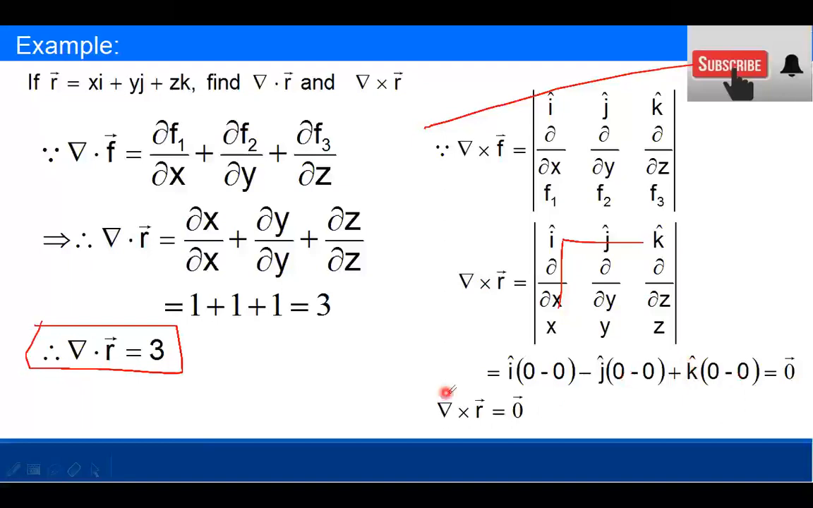If del cross f bar equals 0, we can say that f is an irrotational vector. Similarly, in this, del cross r bar equals 0, therefore r bar is irrotational.